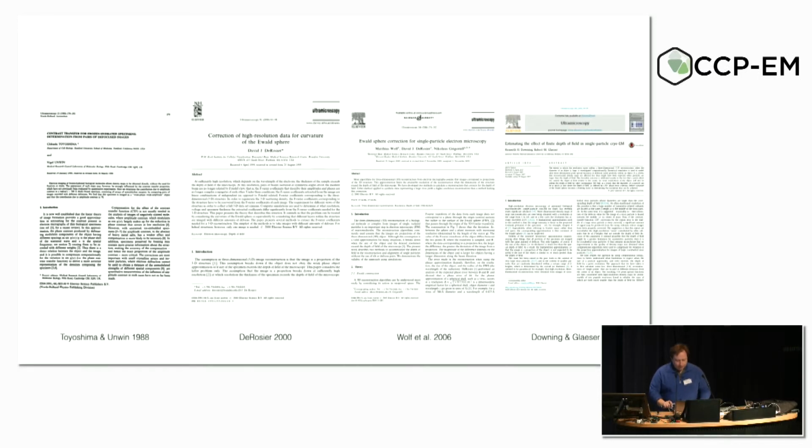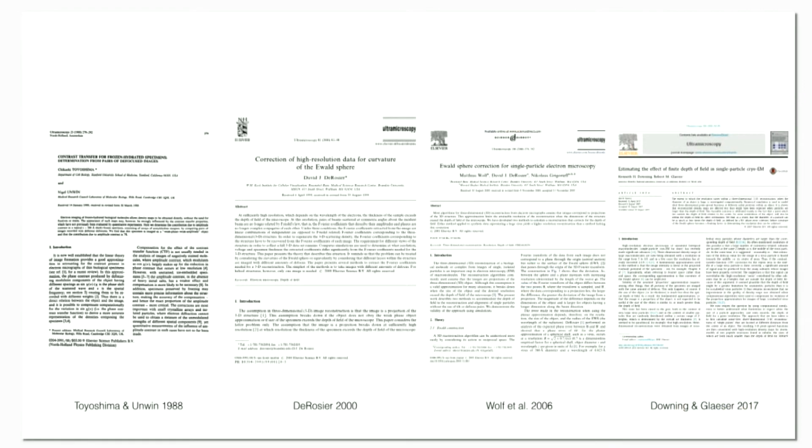Now this Ewald sphere curvature has been known about for a long time, even in EM, and has been addressed by various authors in the past. Probably most notably by David DeRosier, who did a nice mathematical description of it in 2000, and then later with Nico, he implemented a couple of different schemes to try and correct for the curvature of the Ewald sphere in electron micrographs. The method I'm going to show you today is actually quite similar to one of the ones proposed here, but it has a few more details in it.